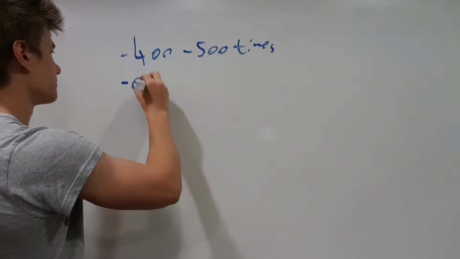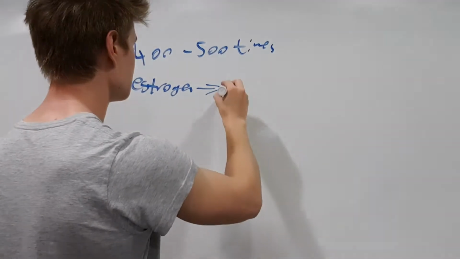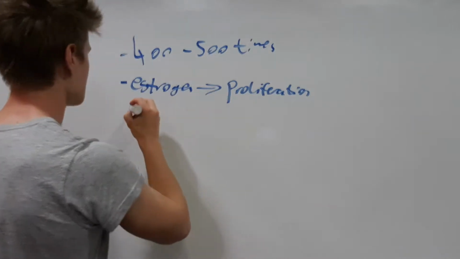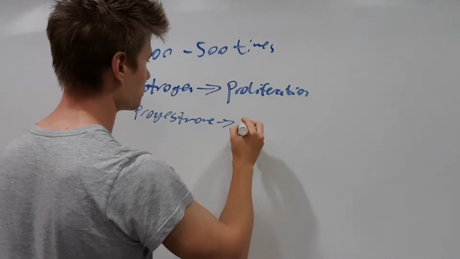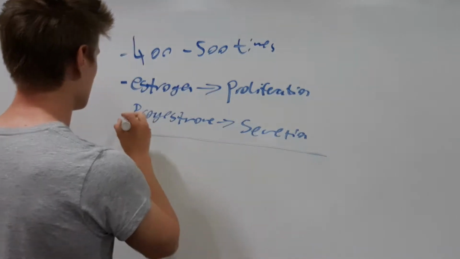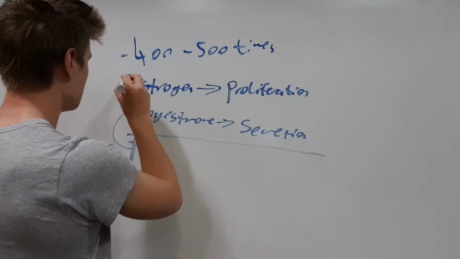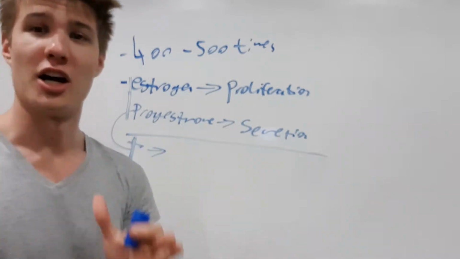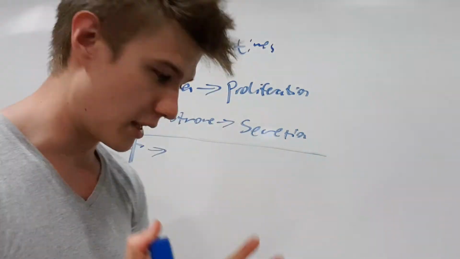So estrogen causes proliferation. Progesterone causes secretion. And in the absence of a pregnancy, the absence of these two causes the shedding of the endometrial functionalis layer. Cool. So now we'll talk a little bit about the layers of the endometrium.